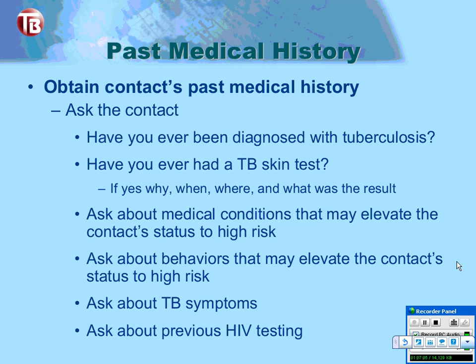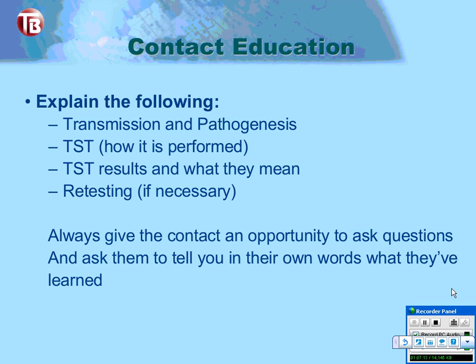With contacts, you will be doing a lot of education. You want to educate them through the whole process of their evaluation. You want to educate them, discussing transmission and pathogenesis. You want to explain about the skin test. You want to instruct them and explain that BCG is not a factor in doing a skin test. I strongly believe in setting up that framework for the retesting in the 8 to 10 week period. That's crucial. They need to know they need to come back and be retested. Always give them an opportunity to ask you questions.